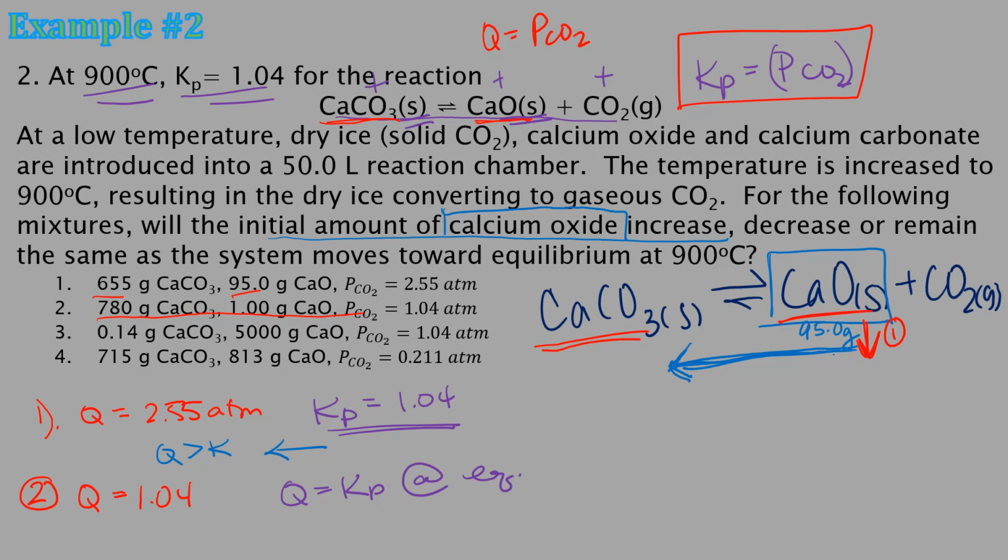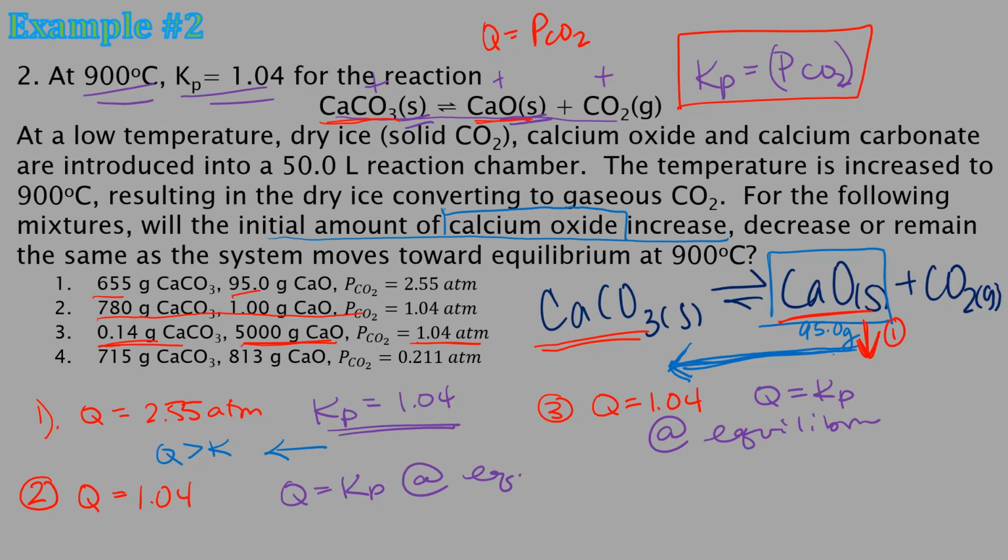All right. And then number 3, we have the partial pressure is equal to 1.04. So even though we've got 5,000 grams of calcium oxide and only 0.14 grams of calcium carbonate, this one is going to be at equilibrium as well, right? Because my Q is equal to K. And so it's not going to shift anywhere. It's not going to go any direction. It's happy where it is.